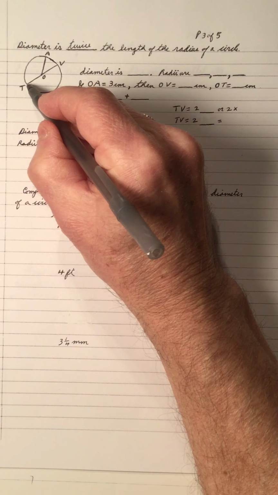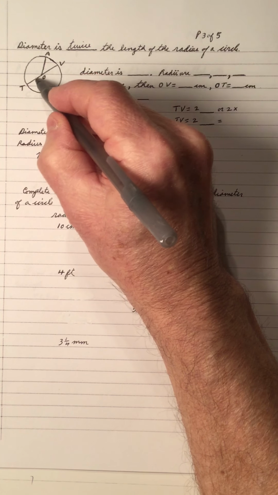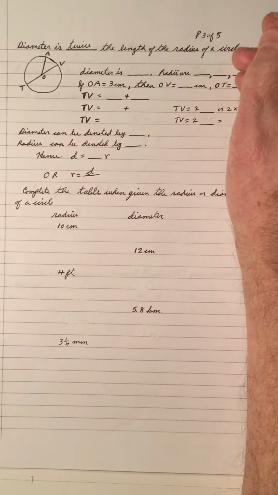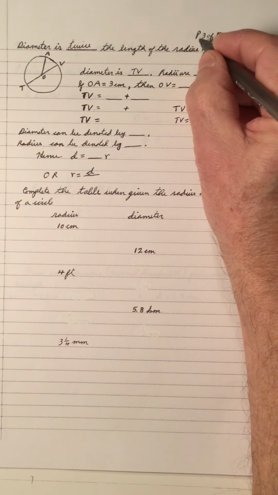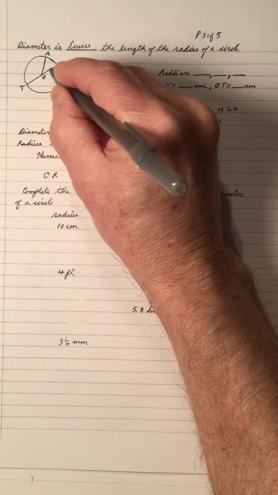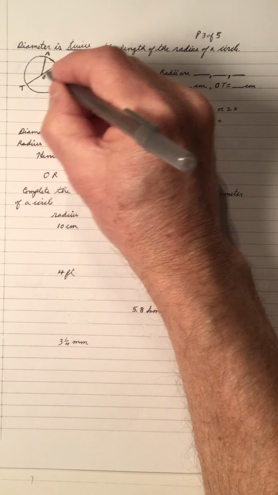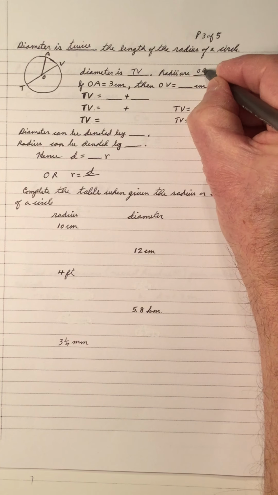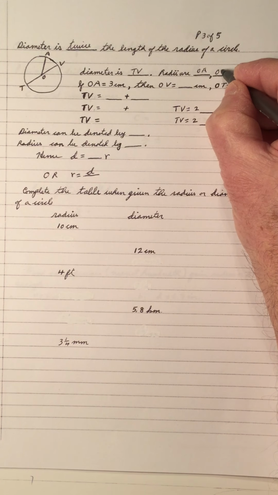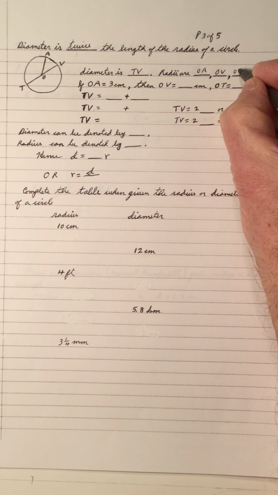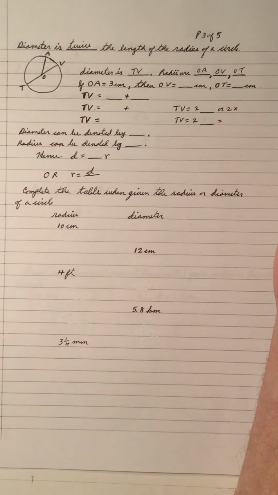Your diameter is all the way through. But you notice that it takes two of these radii to make a diameter. So the diameter on this circle is TV, from there to there. The diameter is a chord that passes through the center. The radii are OA, OV, OT. And you name a radius. I normally name it from the center out, but it's your choice.